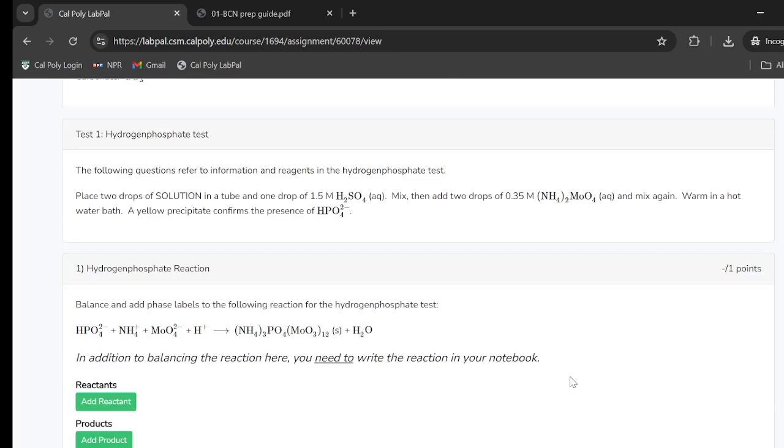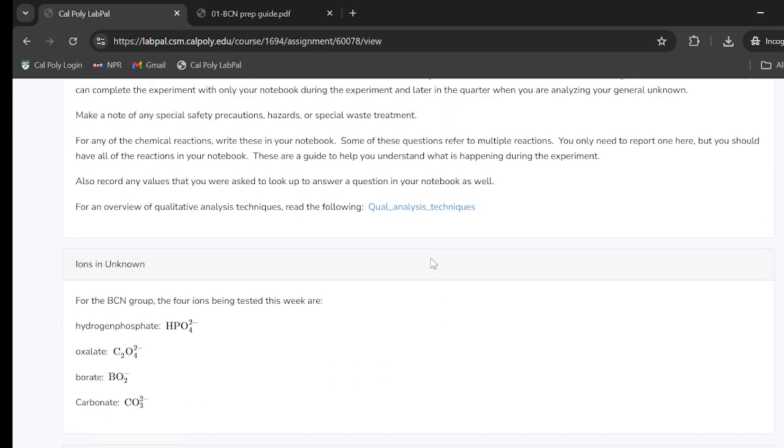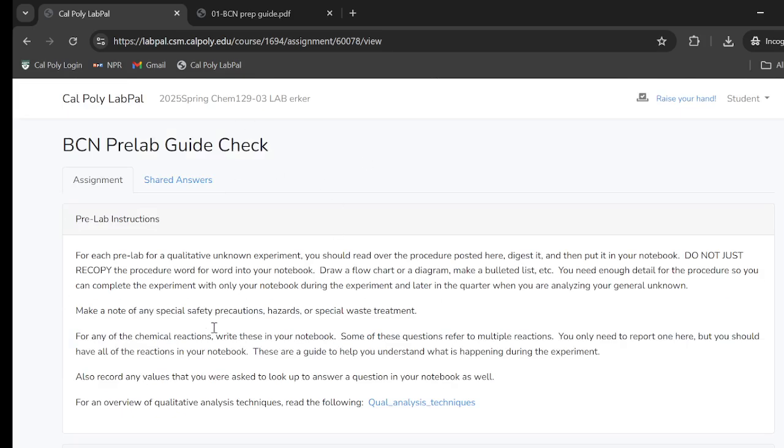For me, not for you as much, but also good for you to look back in the future. We'll talk more about this on our first day of lab on next Monday, but you should have a significant portion of the BCN prep done before that class because we're going to do the BCN lab that day. So hopefully this helps you feel confident as you start working on your notebook.